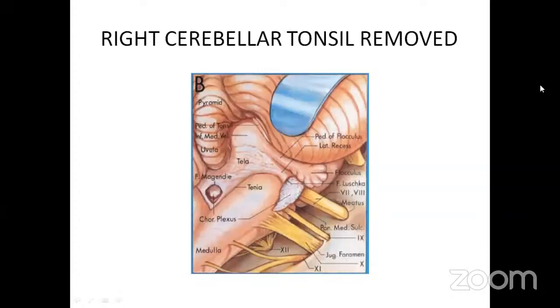In this diagram, the right cerebellar tonsil has been removed, and the cerebellum here has been retracted. This is the peduncle of cerebellar tonsil. This part is the inferior medullary velum. It goes on laterally to form the peduncle of flocculus, and the lateral part of the inferior medullary velum stretches till the flocculus. Flocculus lies laterally.